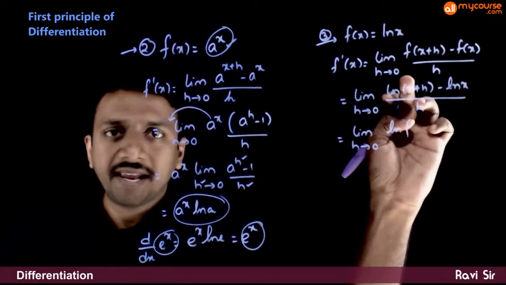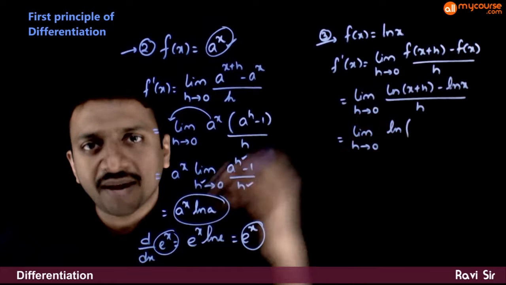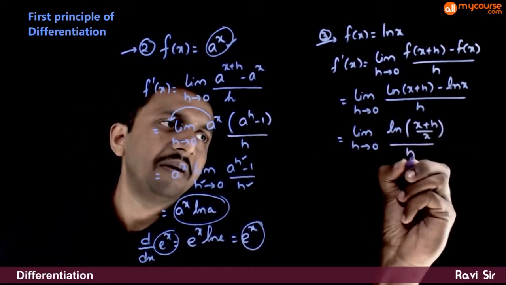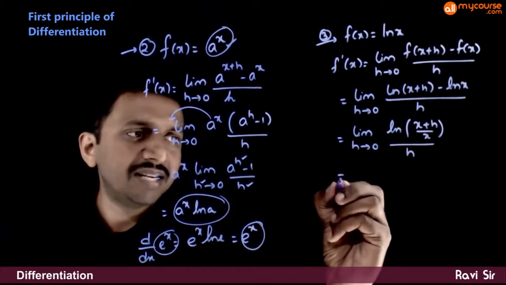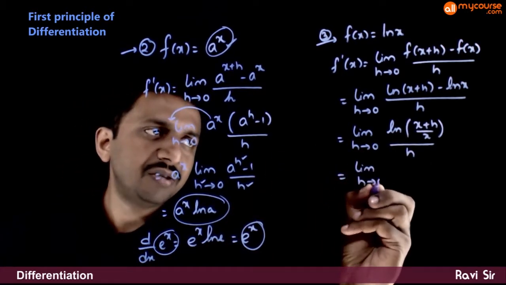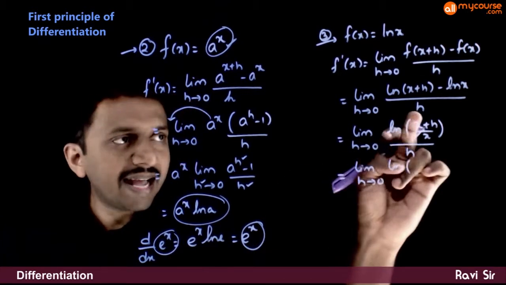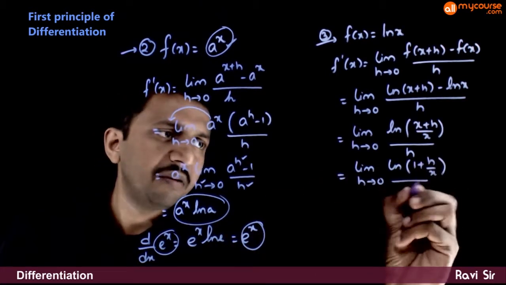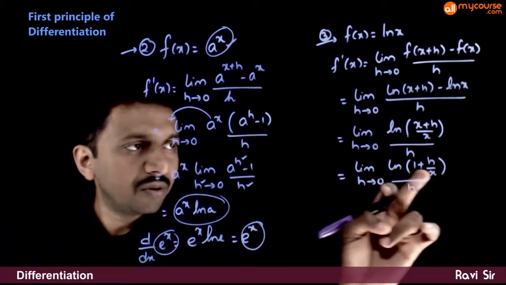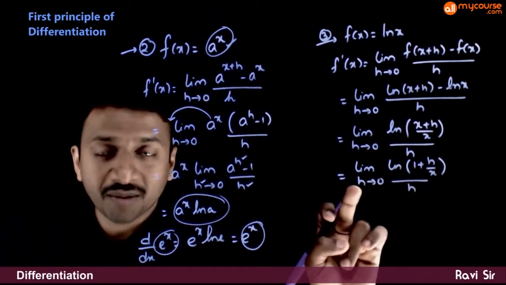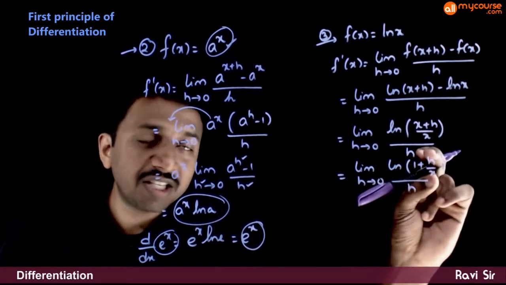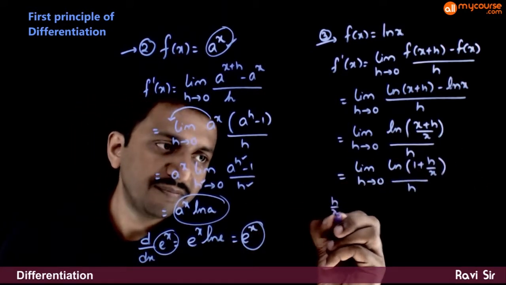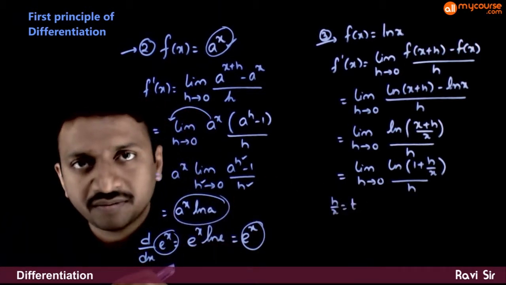Since ln a minus ln b is ln(a by b), this becomes ln((x+h) by x) by h. That is equal to the limit as h tends to 0 of ln(1 plus h by x) by h. x is a constant here because the limit variable is h. As h tends to 0, h by x also tends to 0. So if I take h by x equal to t.